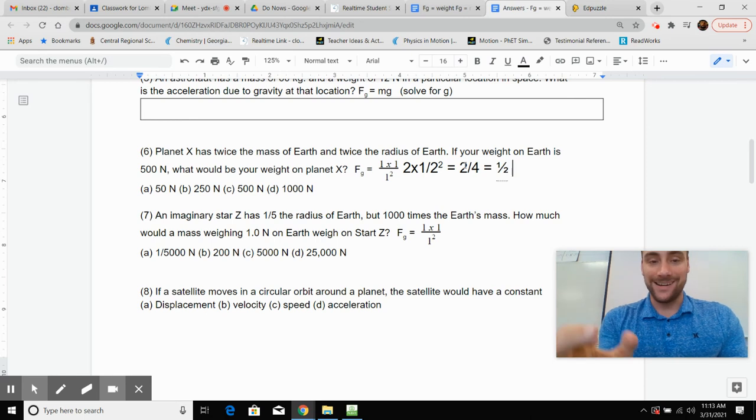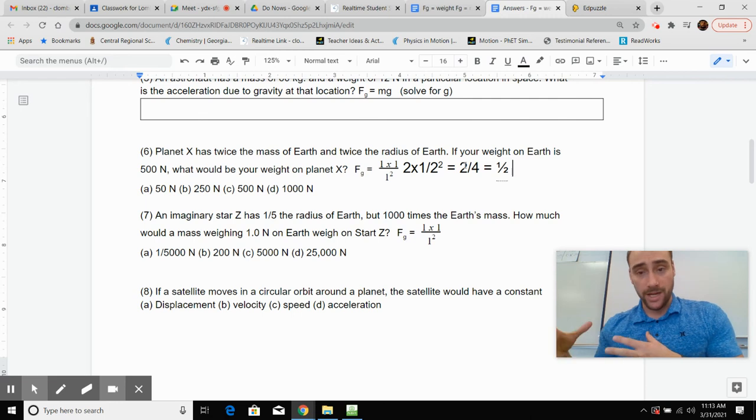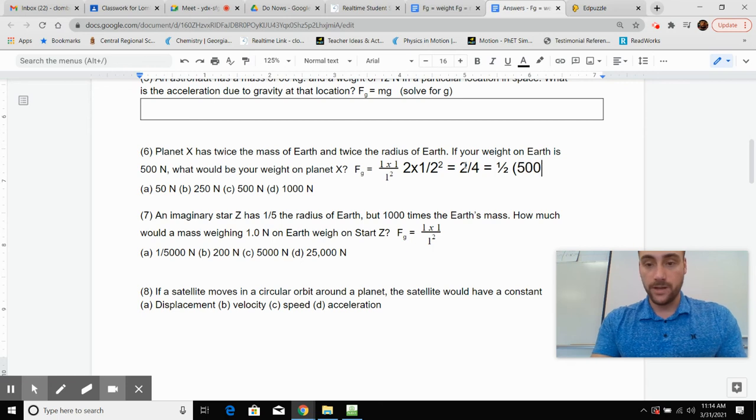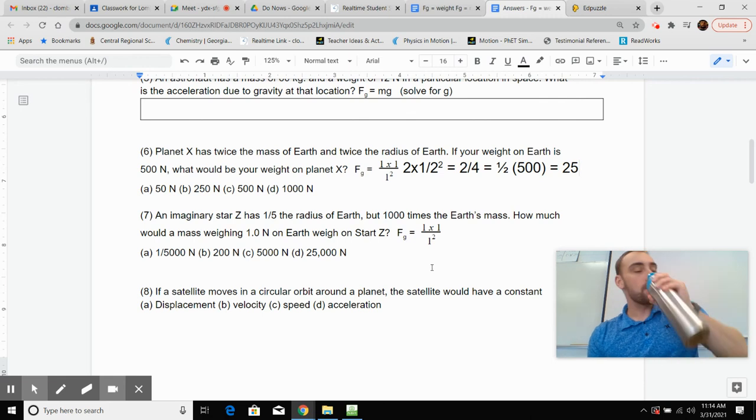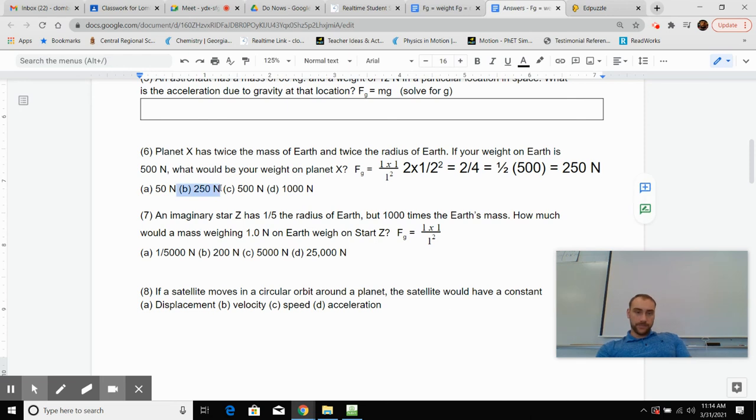So you're going to take 1/2 times... Now, if they give you an original weight or something like that, you're going to take your new value multiplied by that. So I'm going to take 1/2 and multiply that by this 500. And that equals 225. Right? Is the answer 25? I mean, I don't know. Excellent. Good, 250. Thanks for the correction. And then you're going to highlight this. That is our answer.